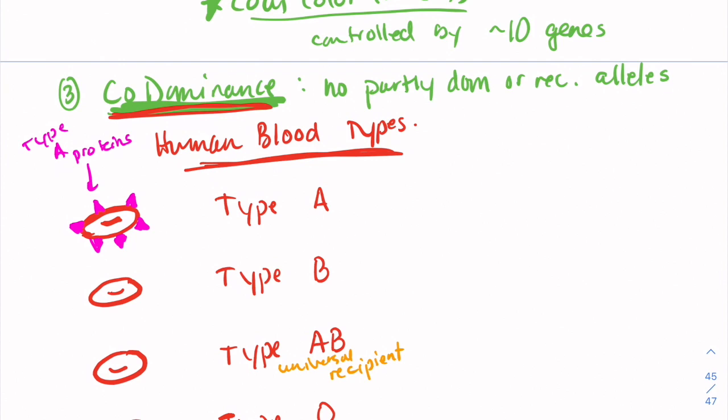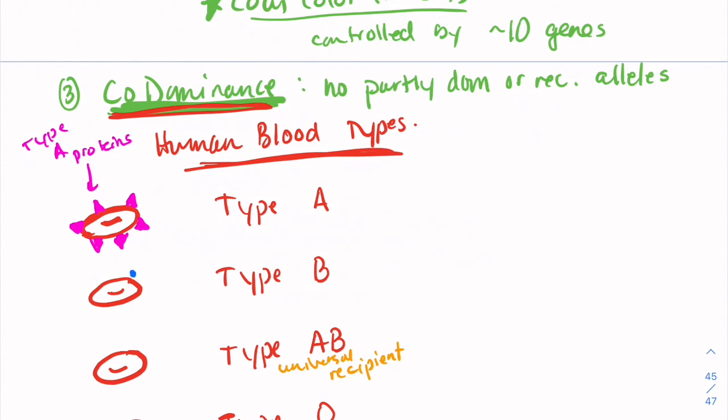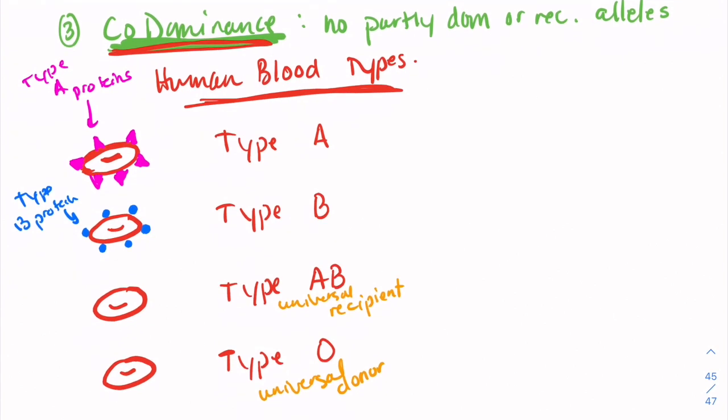Now, people with type B blood, they don't have these little type A spiky looking proteins. They have something else. They have a B protein, and I'll just draw that B protein like a little blue ball. So that's our type B protein right there. People with type AB blood have the type B protein on the surface of their red blood cells, but they also have the A protein.